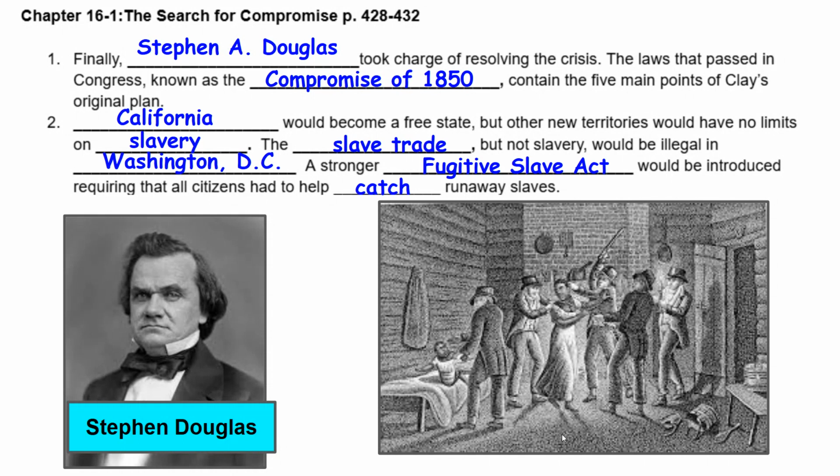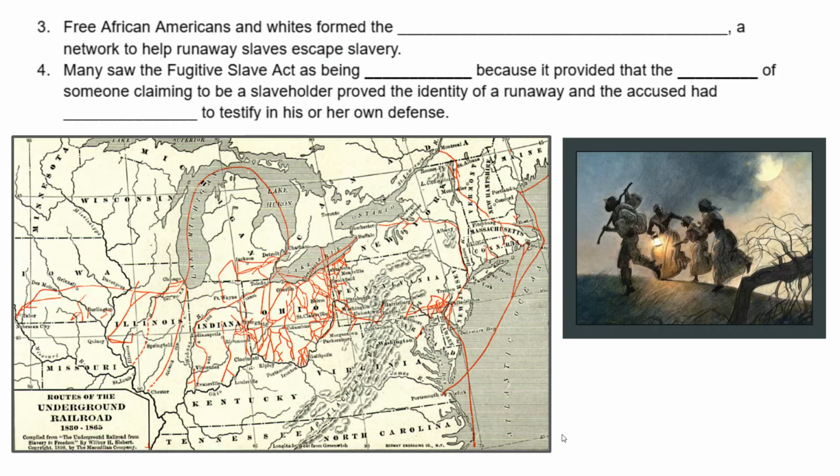This part is a little bit more of a challenge because if a slave owner was pursuing a runaway slave, and let's say the slave was in a state like New York, New Yorkers who might be favoring abolition would be required to go and search for that slave and help turn them over. Otherwise, they would be breaking the law. So free African Americans and whites formed the Underground Railroad, which we have talked about. This was a network that helped runaway slaves escape slavery.